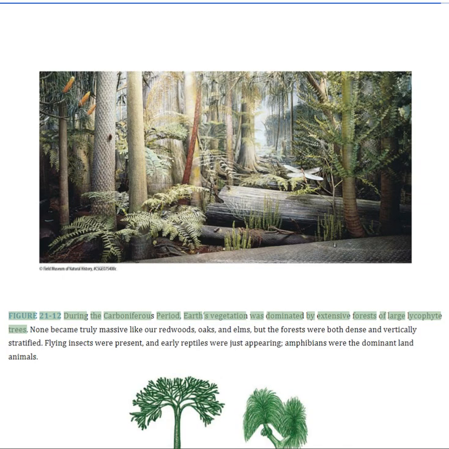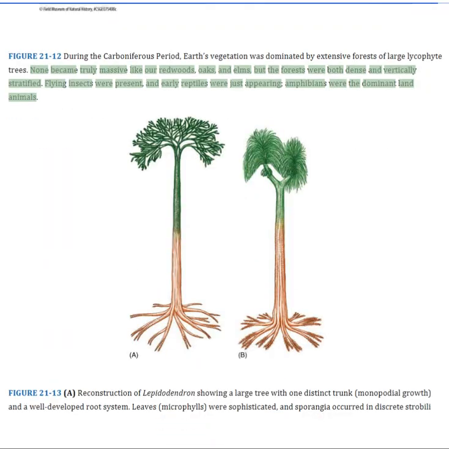Figure 21-12: During the Carboniferous period, Earth's vegetation was dominated by extensive forests of large lycophyte trees. None became truly massive like our redwoods, oaks, and elms, but the forests were both dense and vertically stratified. Flying insects were present, and early reptiles were just appearing. Amphibians were the dominant land animals.